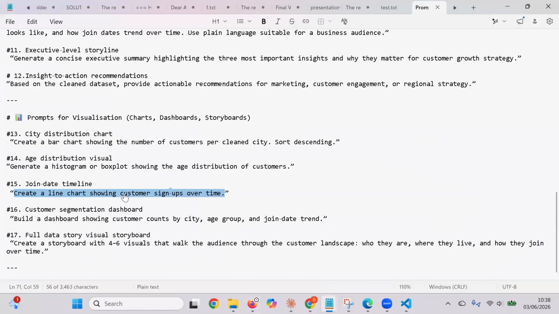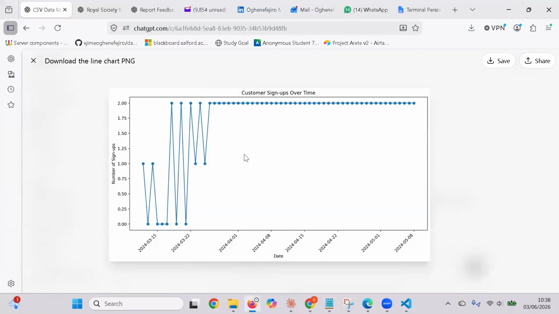Create a line chart showing customer sign up over time. Okay, so if we go back to our line chart, in the month of... we have most of our sign up, meaning customer sign up day. Yeah, that's what this is saying.